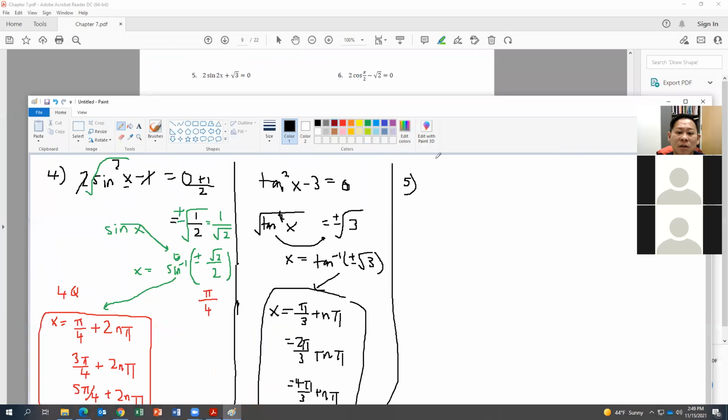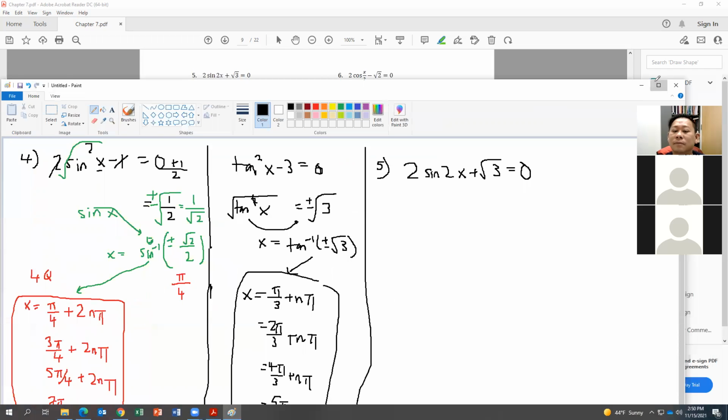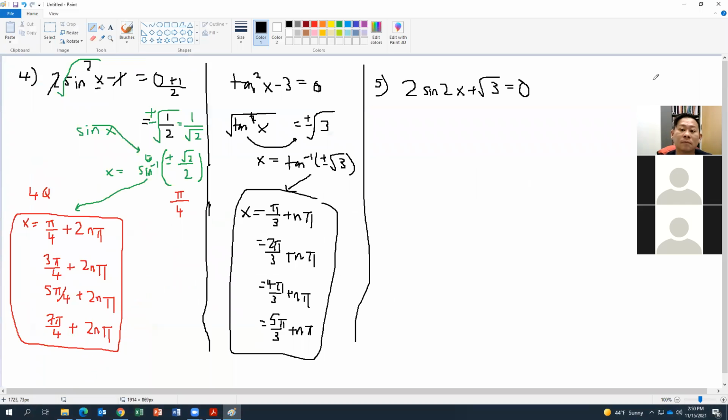Then we have question number 5. This kind of question you will get in my test, number 5, number 6. So please pay attention. Does anyone know what to do with question number 5 here? Come on, Kelvin. Minus square root. And then? Divided by 2.